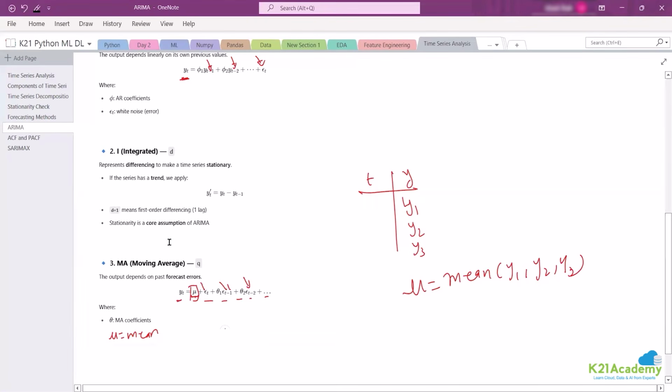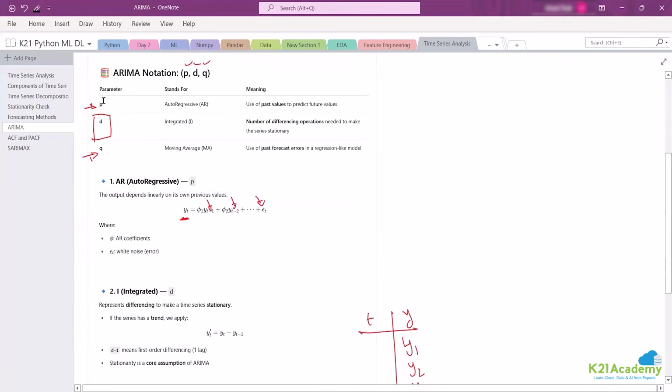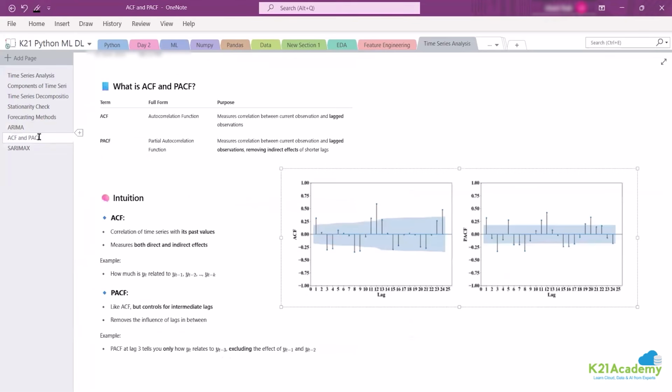So how do we find the values of p and q? There is a library available in Python that will do our job. It will try permutations and combinations and extract the best values of p and q. But if you want to find the values on your own, there are two plots that we need to use. One is the ACF plot and the second is the PACF plot.